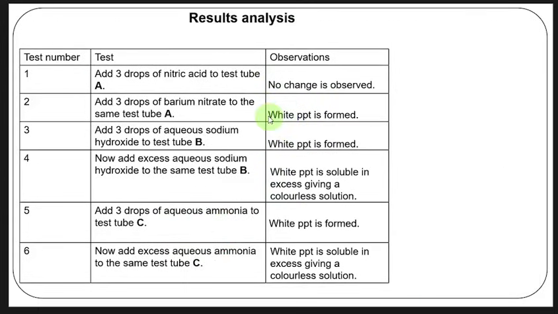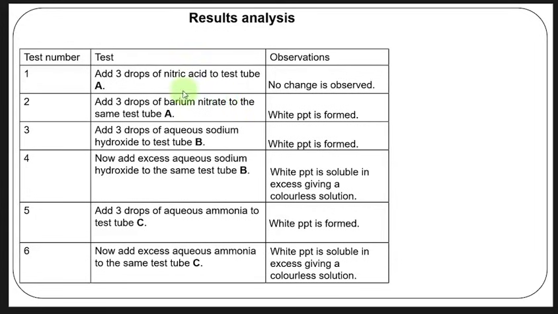These are your results. Now you start analyzing them using the data sheet. So you begin with these, where you used the nitric acid and the barium. You were not testing for cations, because cations are tested using aqueous sodium hydroxide and aqueous ammonia.